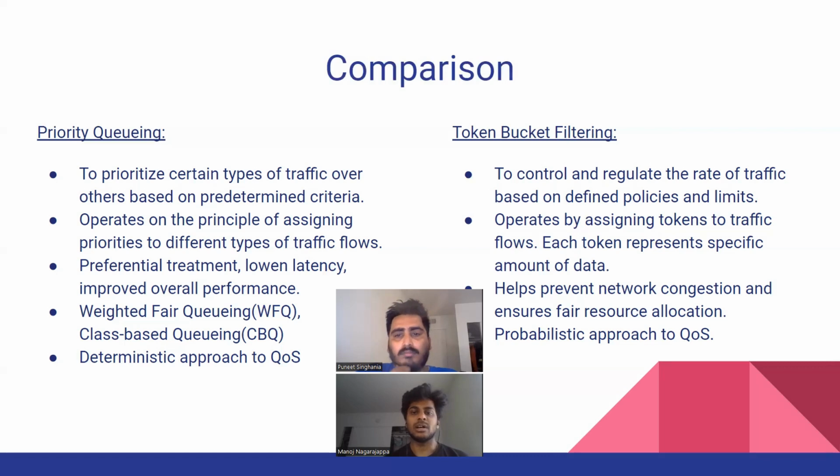Token bucket filtering is another quality of service technique which is used to control and regulate the rate of traffic flowing through a network based on defined policies and limits. It operates by assigning tokens to traffic flows, where each token represents a specific amount of data or predefined unit of time. Token bucket filtering also helps to prevent network congestion and ensures fair allocation by allowing bursts of traffic up to a certain limit while maintaining average rate within the specified limit. It also provides a probabilistic approach to quality of service where the traffic rate may vary based on the availability of tokens, but still conforms to overall rate limits defined by the token bucket parameters.